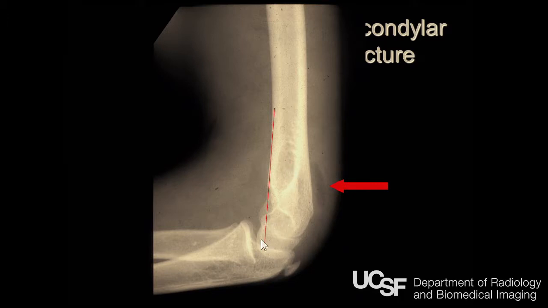Normally the capitellum is bisected by the line that is along the anterior surface of the humerus. That's called the anterior humeral line. If it's not bisected, that's a clue that the reason you have a joint effusion is because of a supracondylar fracture. So look for that.